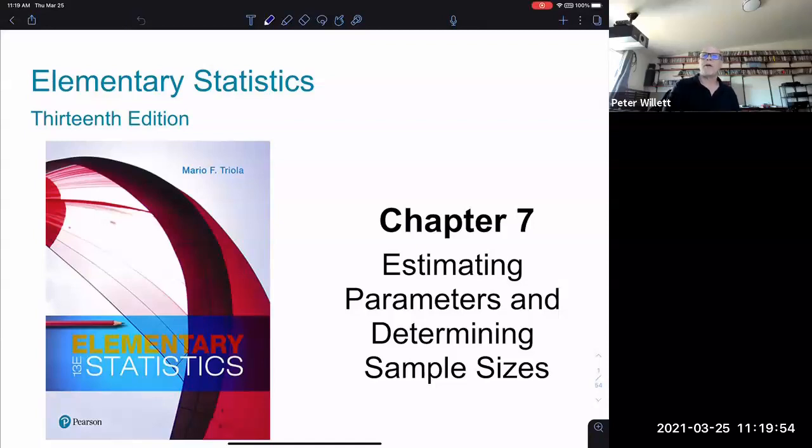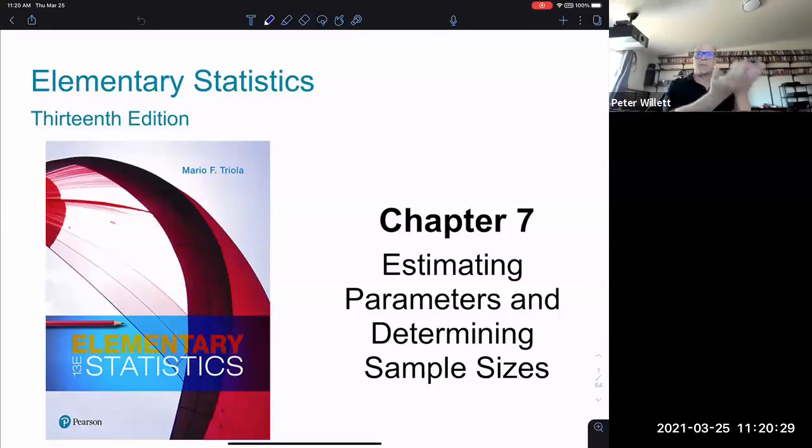So Chapter 7 is about estimating parameters and determining sample sizes. So again, remember, the parameter is the value for data from the entire population, as opposed to a statistic, which is just a data value resulting from a sample from the population. And from day one, the purpose that I described for statistics is that you collect a sample from a population to then try to infer things about the overall population of everybody.